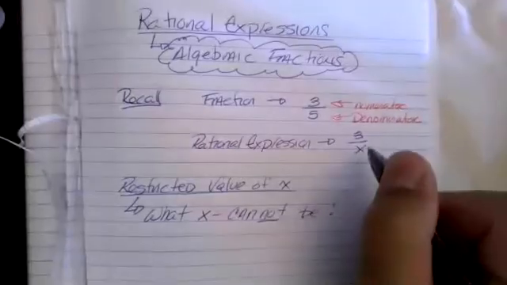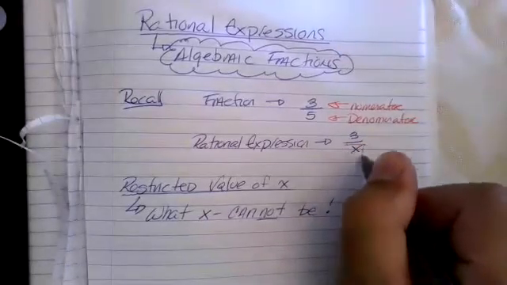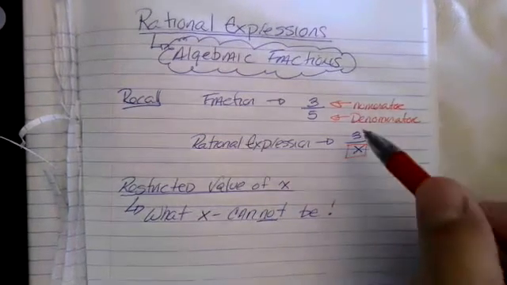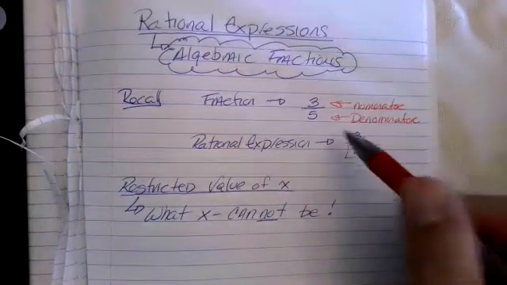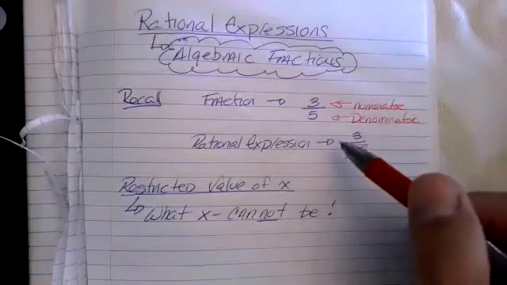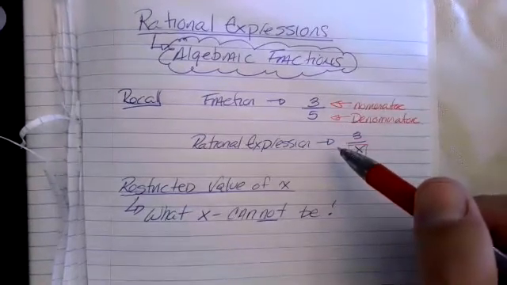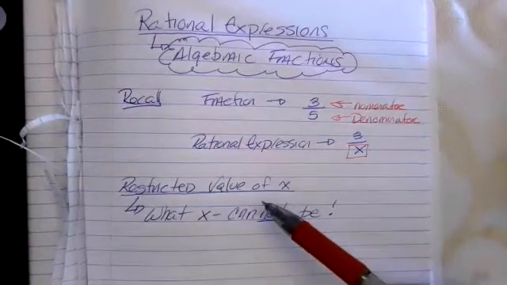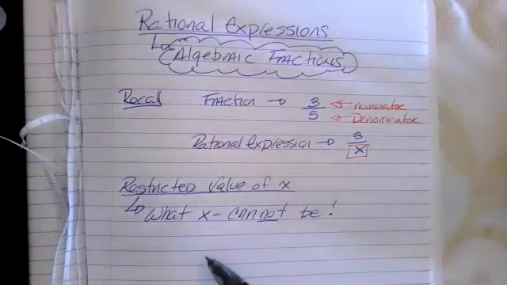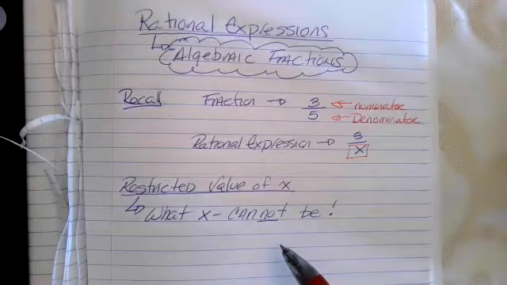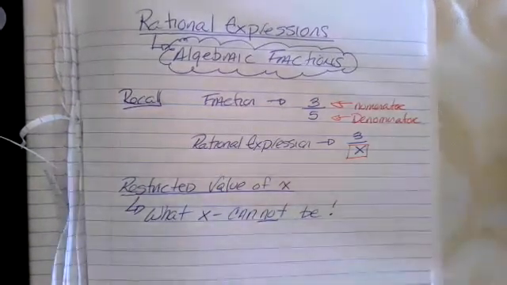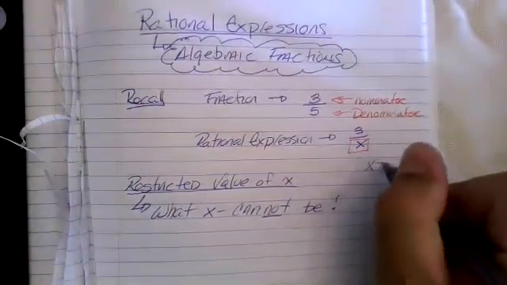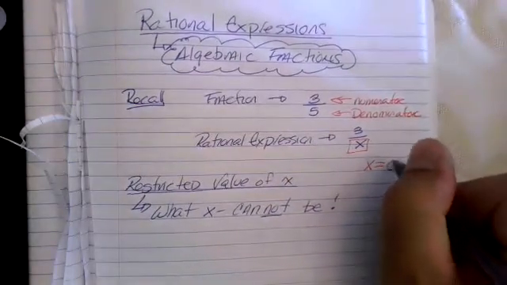And in this example, we have x in the denominator. Well, what do we know about fractions in the denominator? There's certain values that cannot be in the denominator of a fraction. So in this case, we have a restricted value of x, a value that x cannot be. And in this example, x cannot be equal to 0.